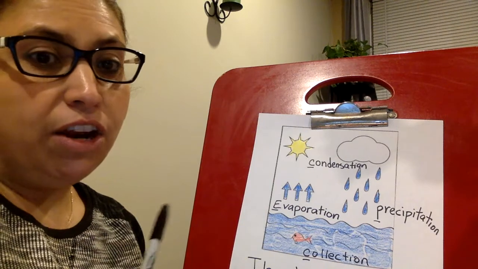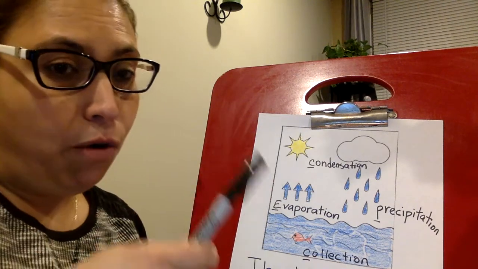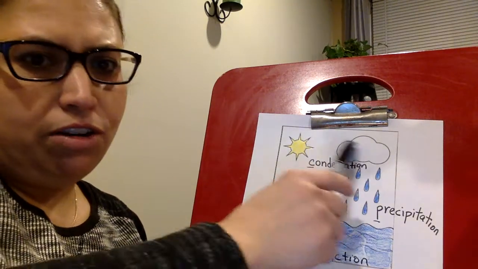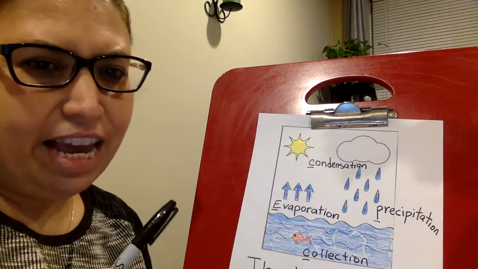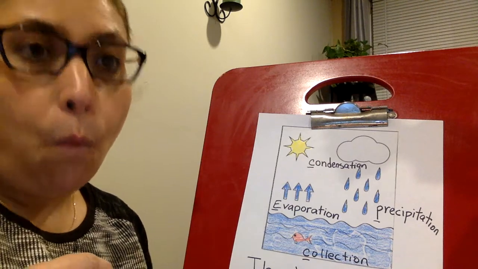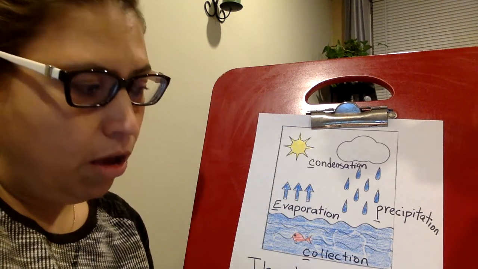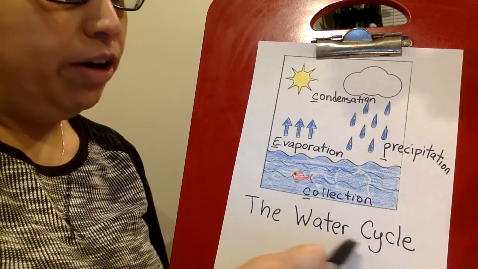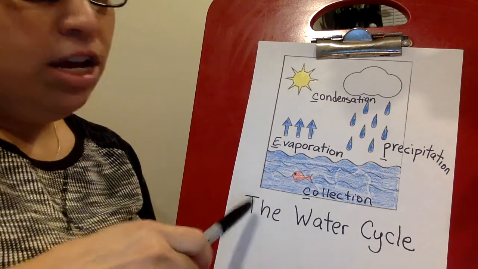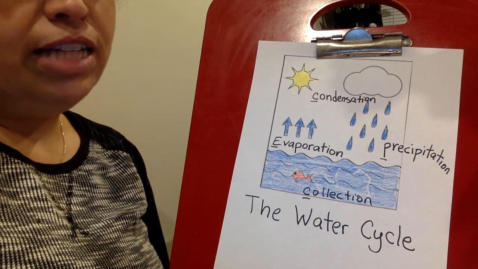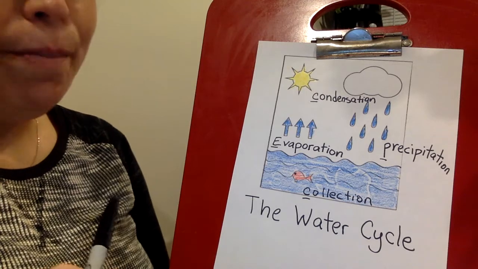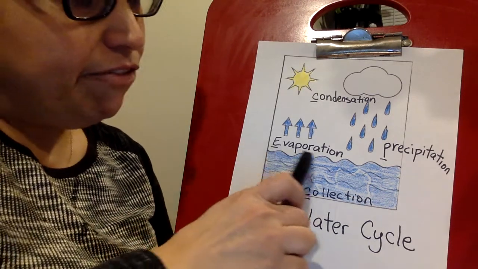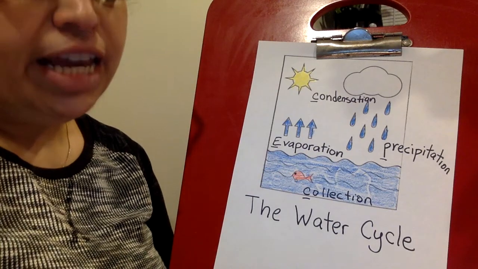Well, guess what? The earth has a limited amount of water. And that water keeps going around and around. Well, you get the idea, in what we call the water cycle. The water cycle. Okay? So the water cycle is made up of a few main parts. The first part is called evaporation. Can you say that?